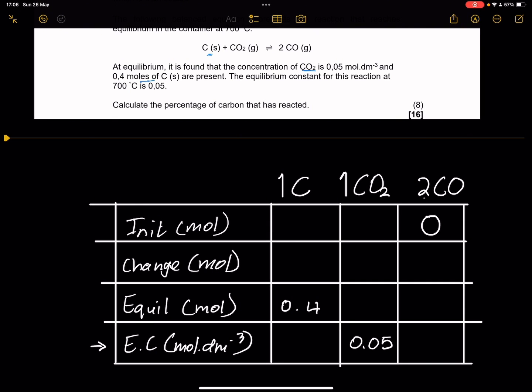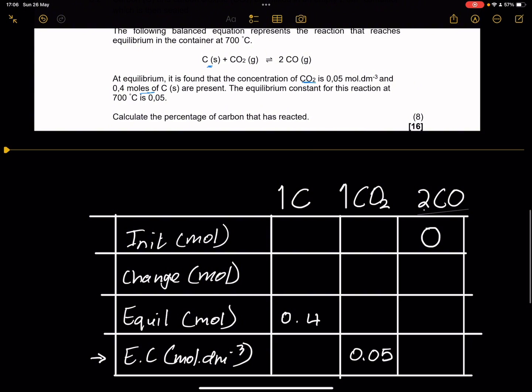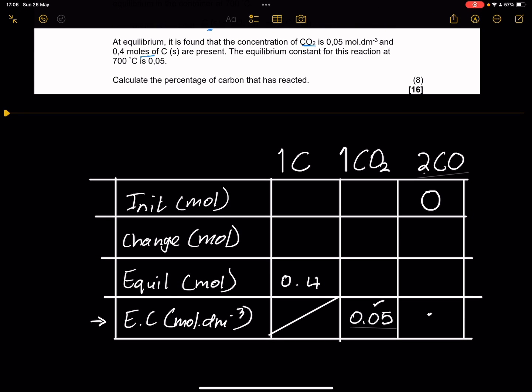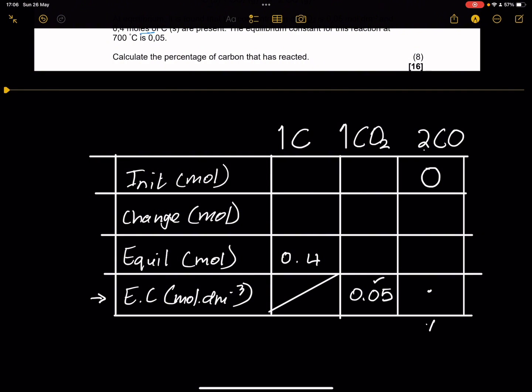So now, remember, which ones are gases? It is carbon dioxide, which we have the value of. We don't have the equilibrium concentration of carbon monoxide. Now, remember that for carbon, we cannot actually have the concentration. Remember that the concentration of solids and liquids are constant, so as a result, we do not include it in the Kc expression. So now I can actually find out what is the amount of carbon monoxide at equilibrium.